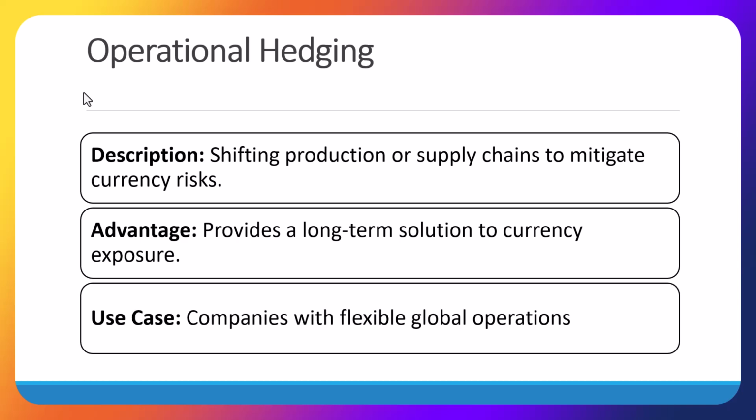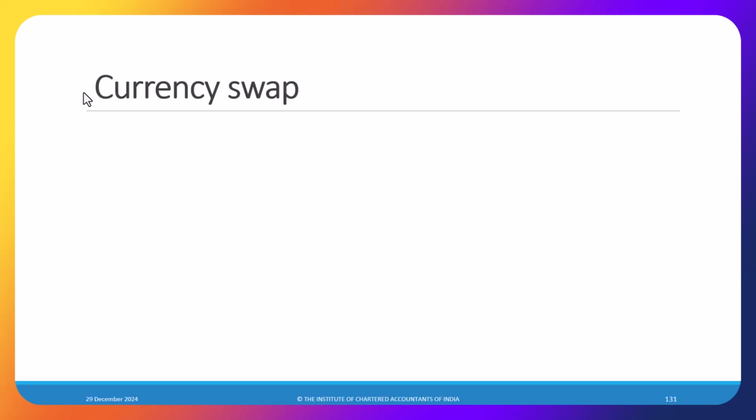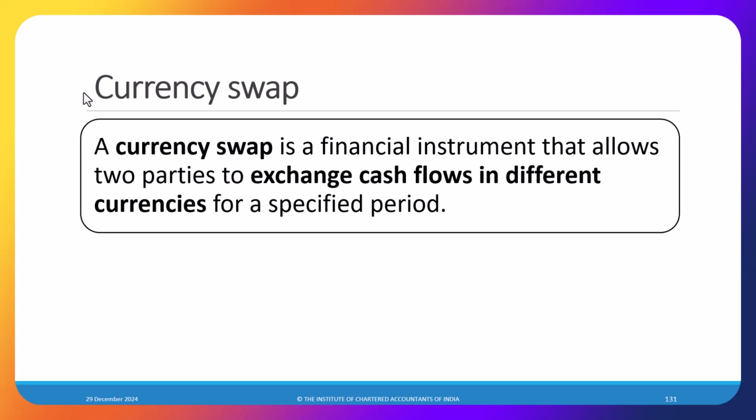Now we come to currency swap. This is very important. The currency swap is another over-the-counter derivative which is used by many companies to mitigate their currency risk. Okay, the same example of Toyota, how they have done it to their advantage. This is interesting. So just please focus and understand. The currency swap is a financial instrument that allows two parties to exchange cash flows in different currencies for a specified period. So this is the definition.